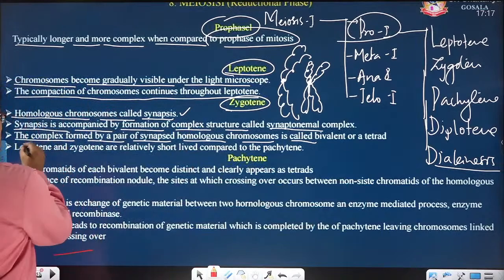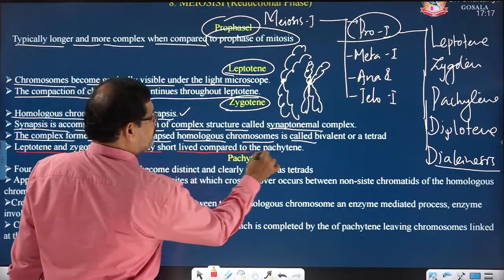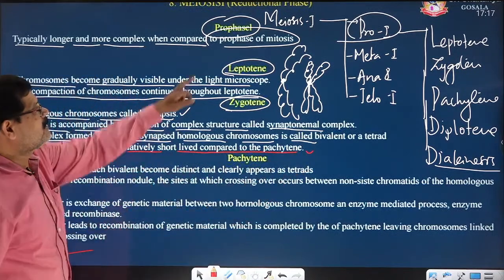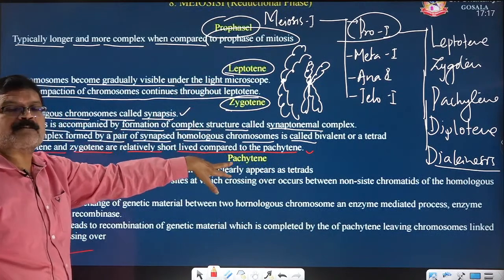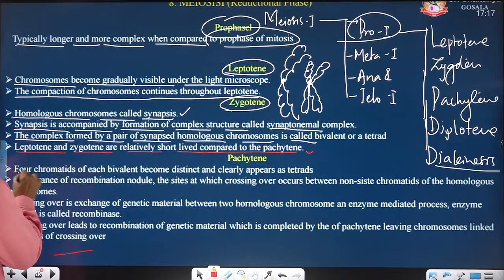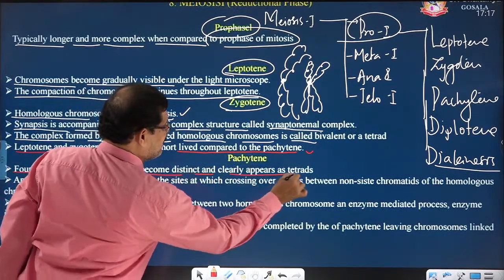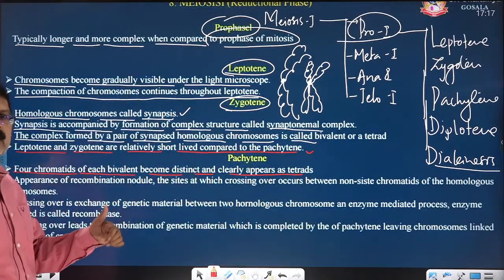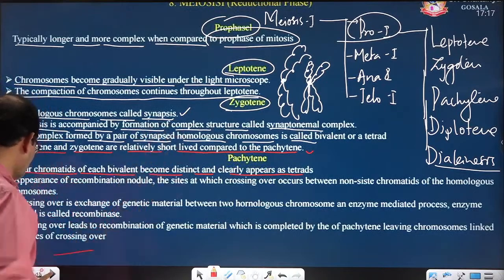Leptotene and zygotene are relatively short-lived compared to the pachytene stage. These are short-lived. After this, the next stage is called the pachytene stage. What is meant by the pachytene stage? Here, the 4 chromatids of each bivalent become distinct and clear, appearing as a tetrad. You can see the diagram given on the next page.